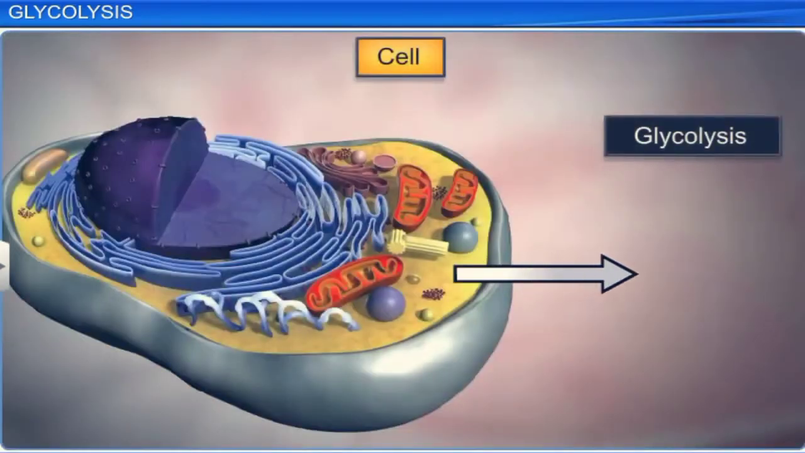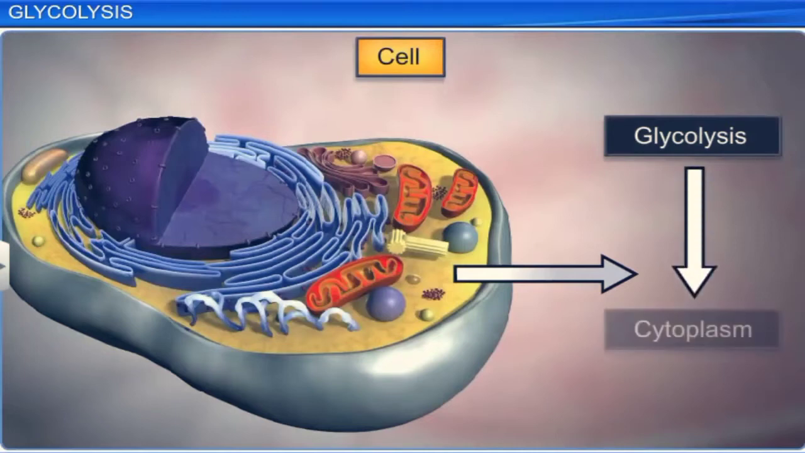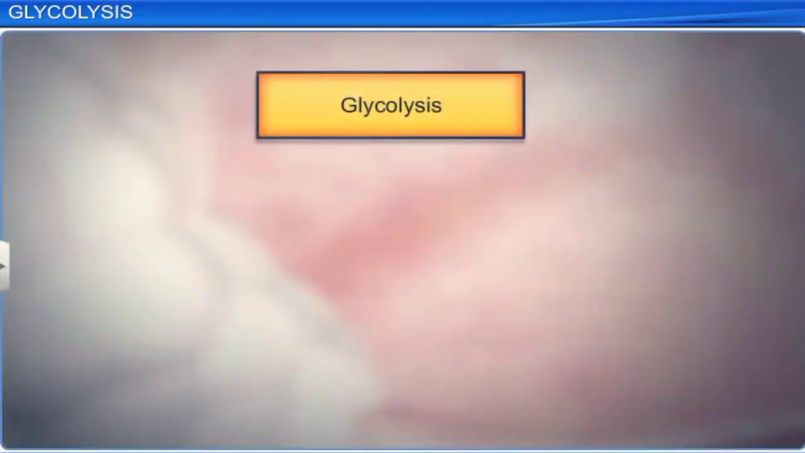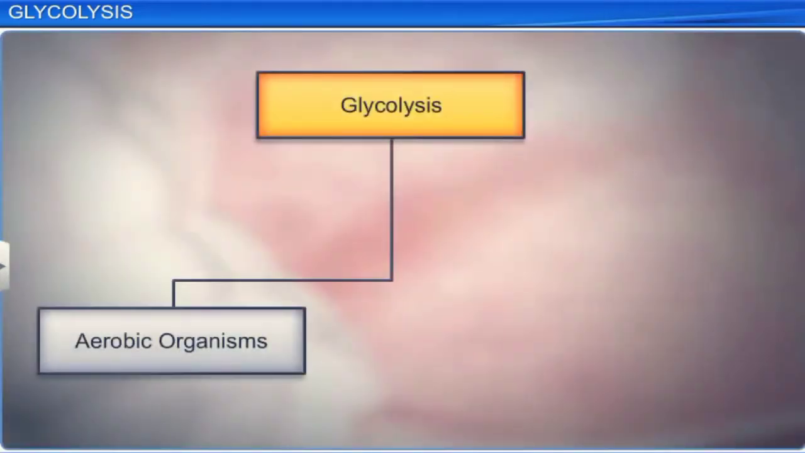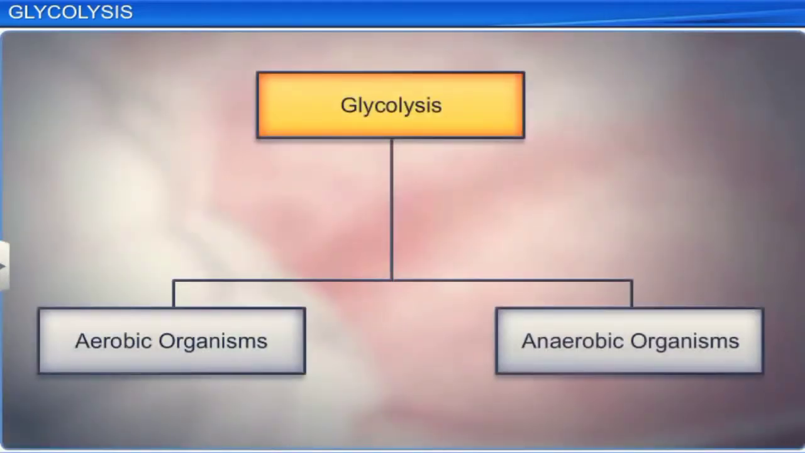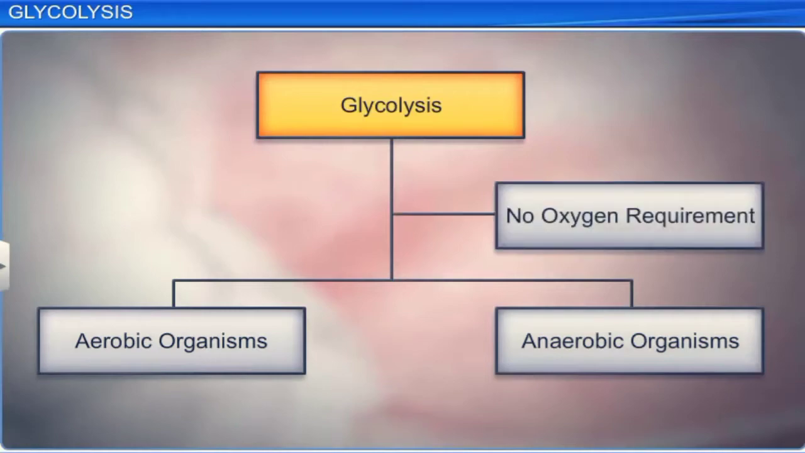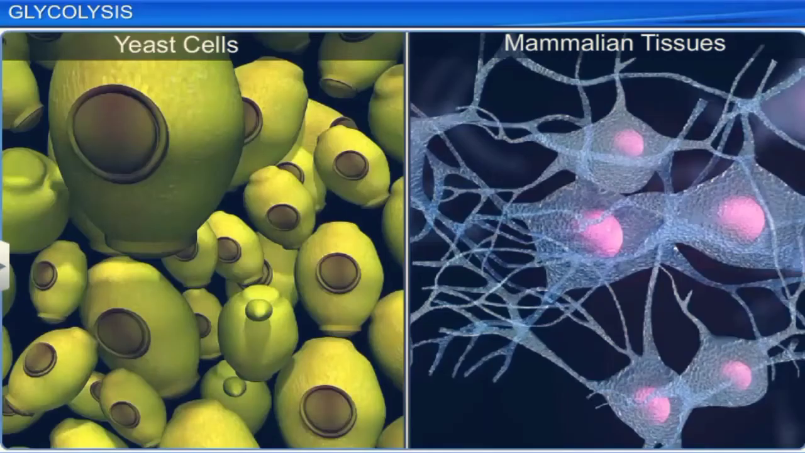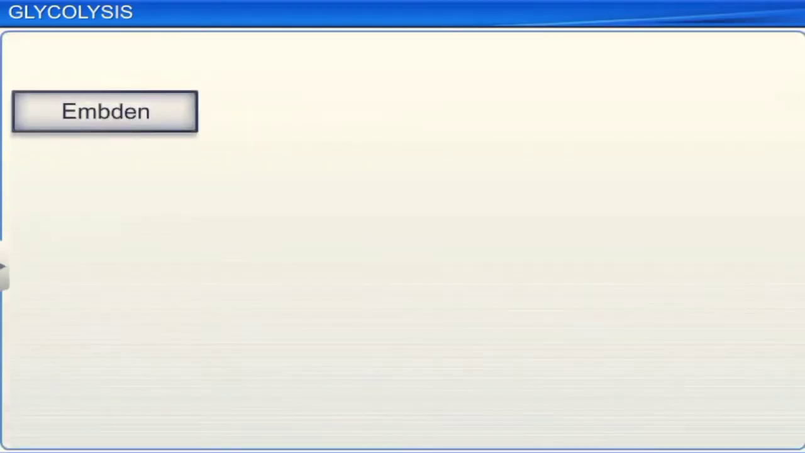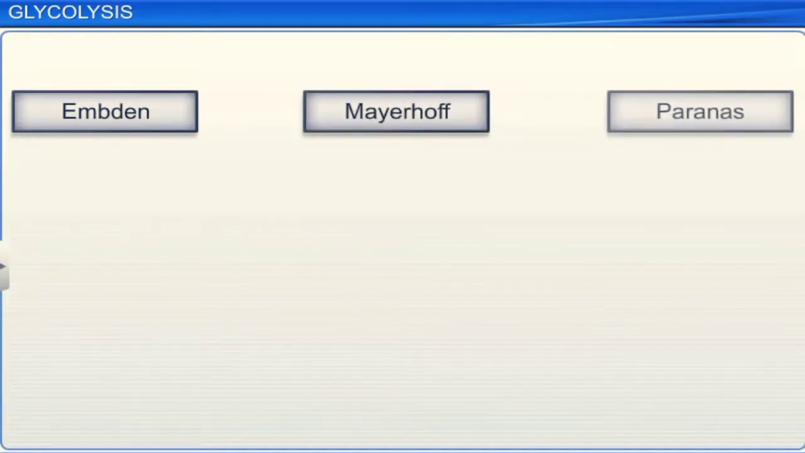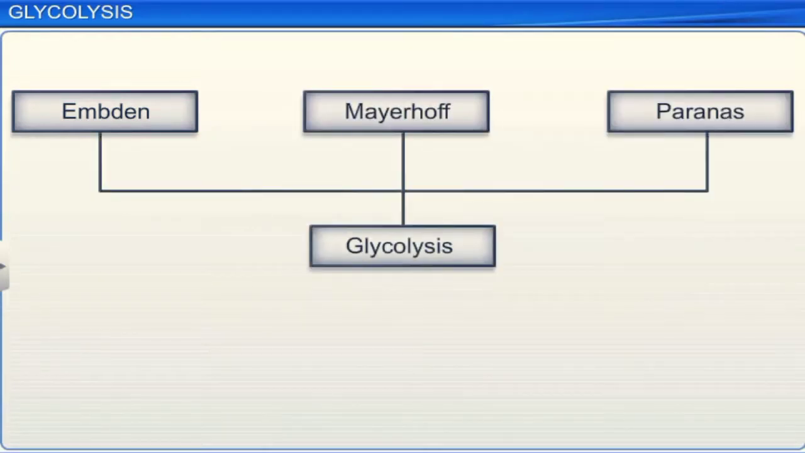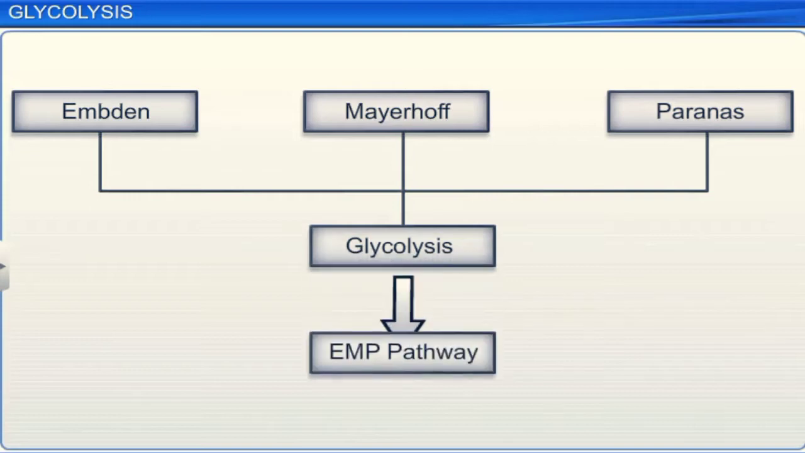Glycolysis is a 10-step process that takes place in the cytoplasm of cells. It takes place in both aerobic as well as anaerobic organisms as it doesn't involve oxygen. It was first identified in yeast cells and mammalian tissues by Embden, Meyerhof, and Parnas, and hence is popularly called the EMP pathway.